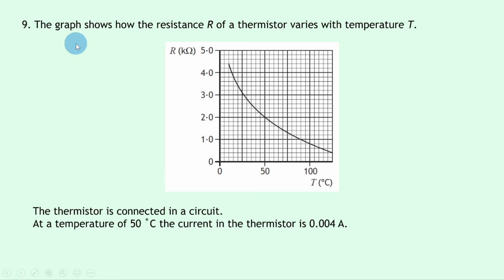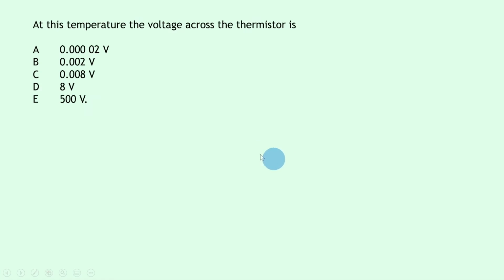Question 9 says the graph shows how the resistance R of a thermistor varies with temperature T. The thermistor is connected in a circuit. At a temperature of 50 degrees, the current in the thermistor is 0.004 amps. So you can see the resistance is given in kilo ohms and temperature in degrees Celsius, and we have this sort of exponentially decaying curve. It then says at this temperature the voltage across the thermistor is.